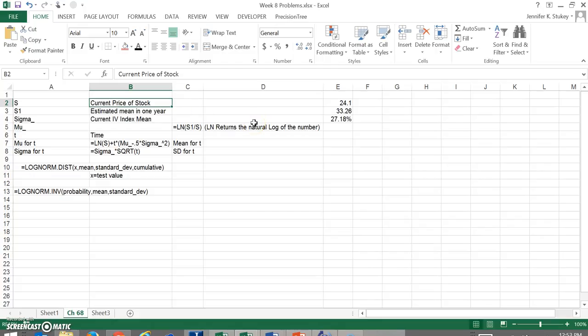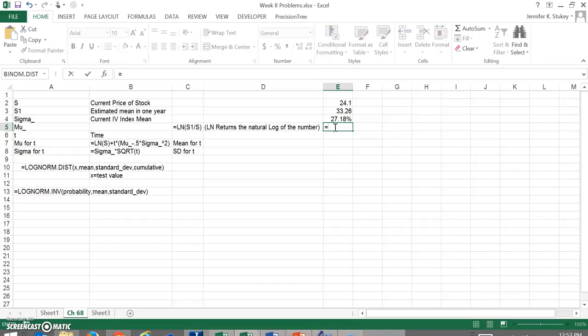The first thing we need to do is find the mu. To do that, we use the formula to find the natural log of the number. We start our formula with an equal sign: equals ln, and then S1, which in this case is 33.26. These were given in your textbooks, by the way. Then we divide that by S, which is the current price of the stock. When you do that, you should get 0.322. If you have more decimals showing, you could go on to 144.